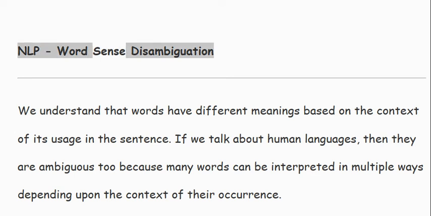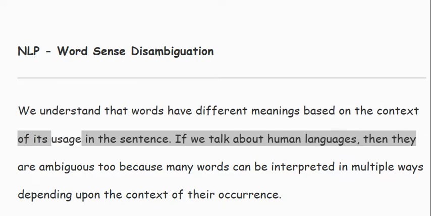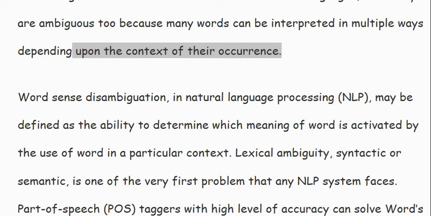NLP, word sense disambiguation. We understand that words have different meanings based on the context of their usage in the sentence. If we talk about human languages, then they are ambiguous too because many words can be interpreted in multiple ways depending upon the context of their occurrence.